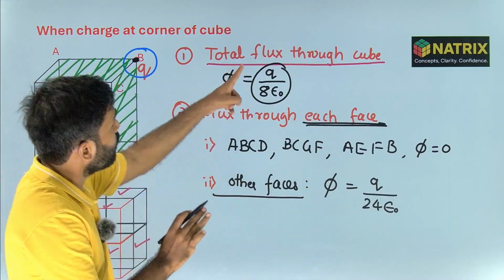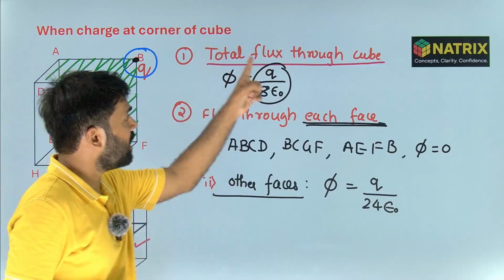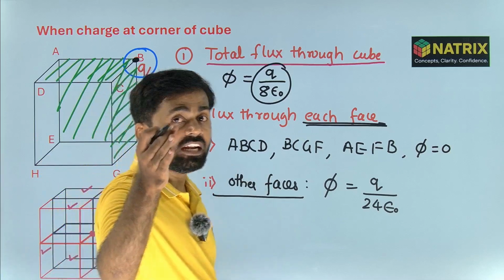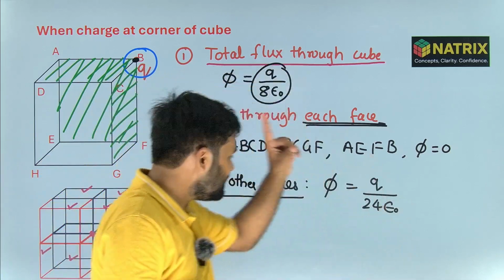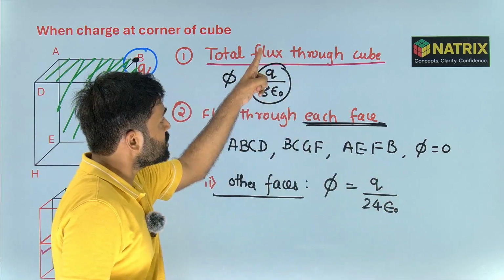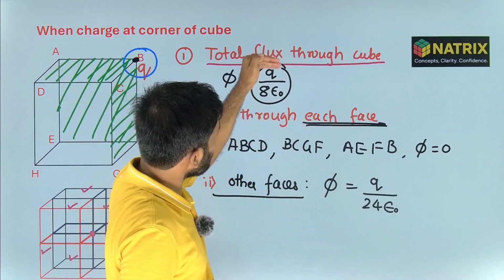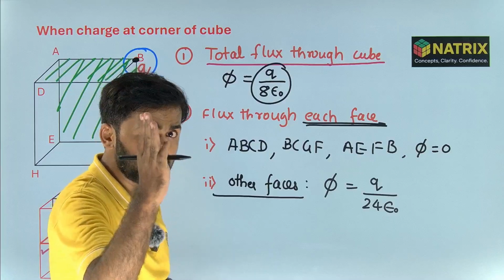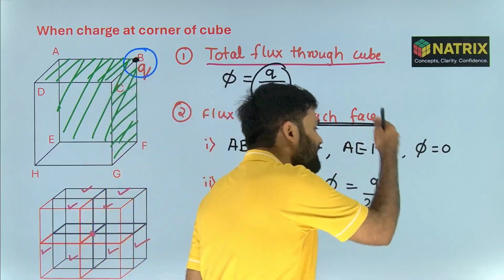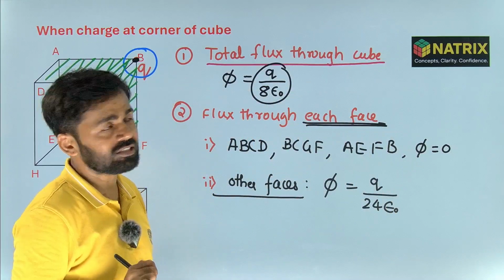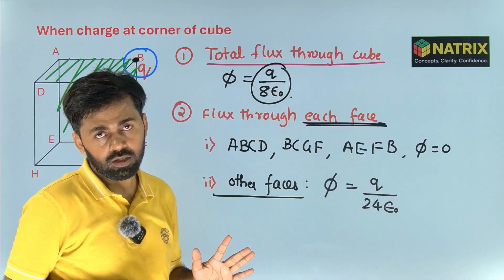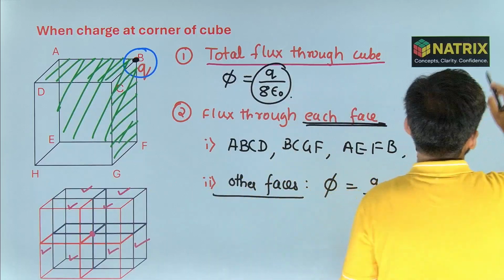First of all, why is this Q by 8 epsilon naught? Because 1 corner is shared with 8 different cubes. Why is this 24 epsilon naught? Because total flux, which is Q by 8 epsilon naught, is divided into 3 parts. Why 3 parts? Because flux through 3 faces is 0, remaining are 3 faces, divide by 3 here, 3 8s becomes 24. This is the second case.